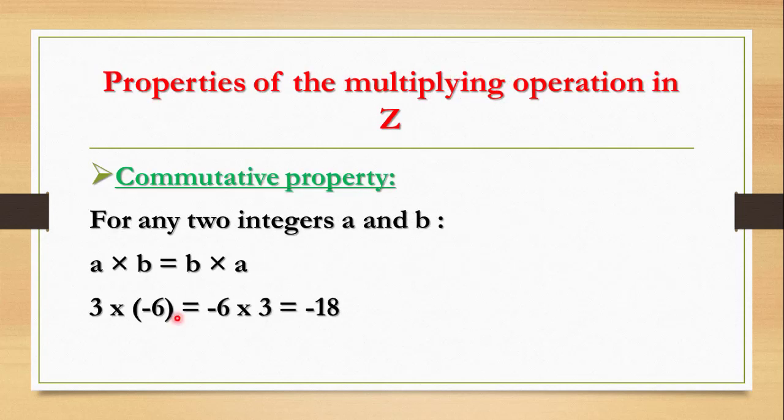The second property is the commutative property. It means if you have two integers A and B, A times B is the same as B times A. For example, 3 times negative 6 equals negative 18. Different signs, so the result will be negative, so negative 18. And the same here, negative 6 times 3 is also negative 18. So this is the commutative property.